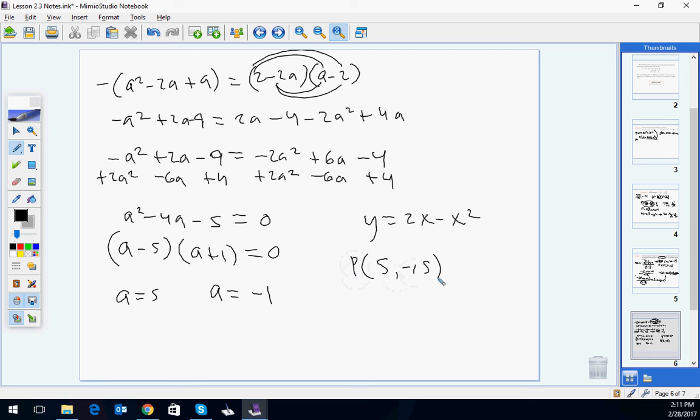Our other point, negative 1. Negative 2 plus 1 is minus 1. Negative 2 minus 1. Gosh, thank you. Man, I'm really not doing well. Sorry. I said it, but I didn't do it. Negative 2 minus 1, because it's squaring the negative 1, but it's still minusing it. Okay? So these are the 2 points at which are tangent to that parabola. So 5, negative 15, and negative 1, negative 3.